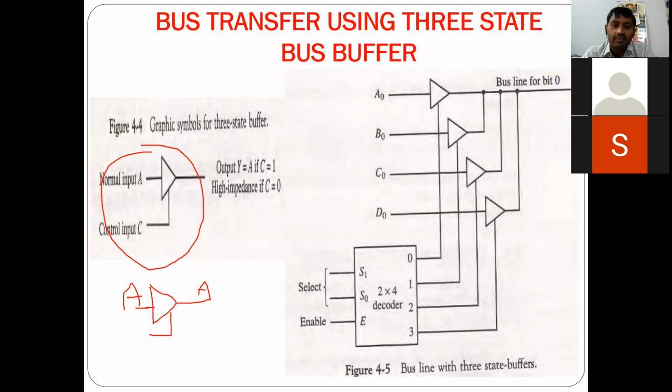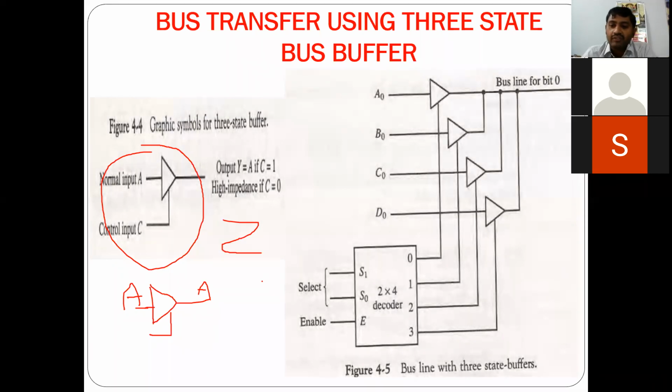Suppose we give input A as 1, then the output will be 1 only if this control is equal to 1. Otherwise, if control input C is equal to 0, then the output is neither 0 nor 1. It enters a state called high impedance, which is represented by Z.